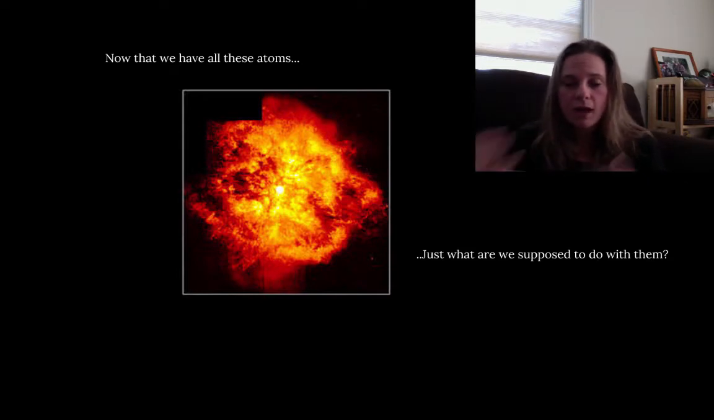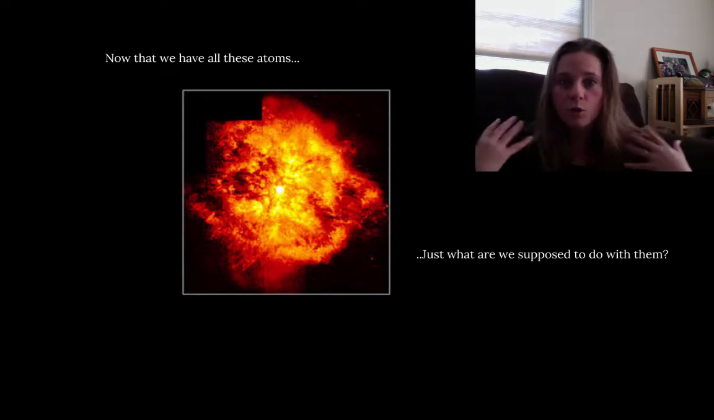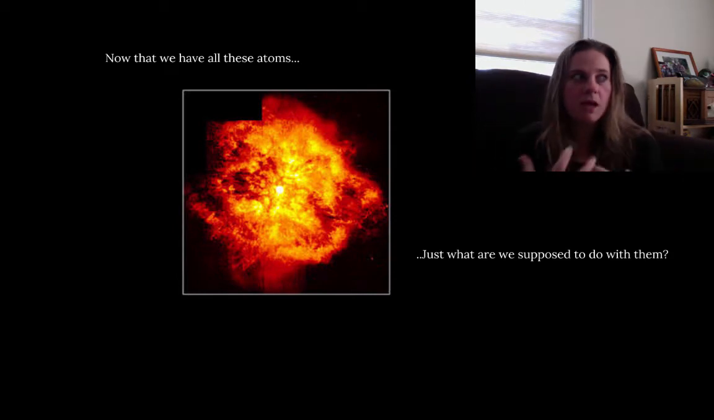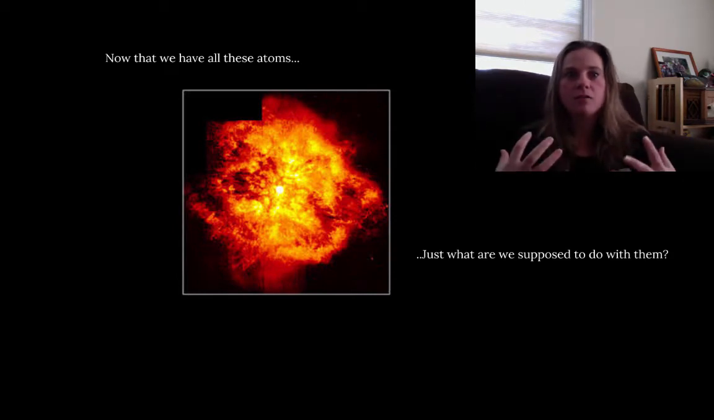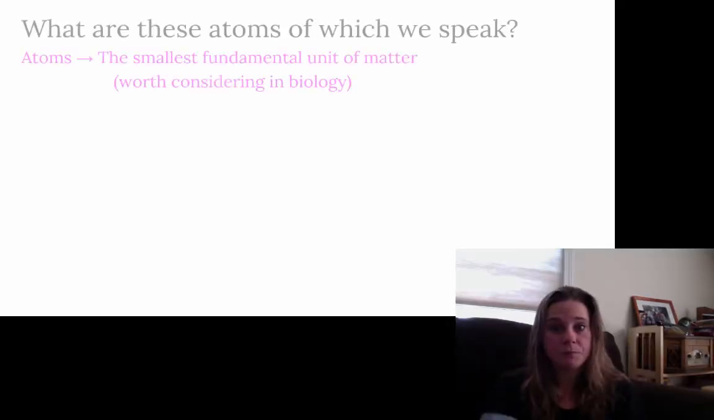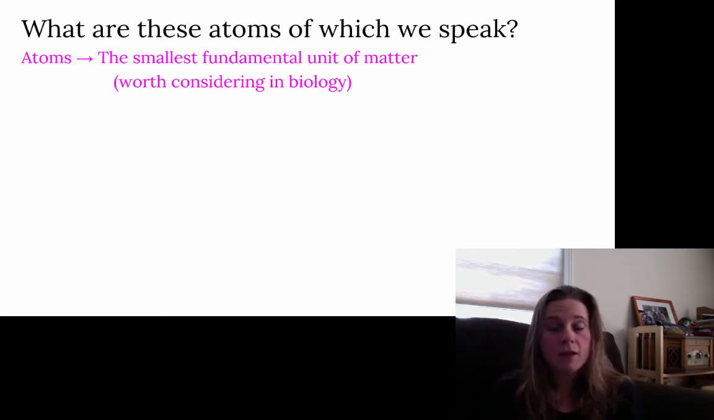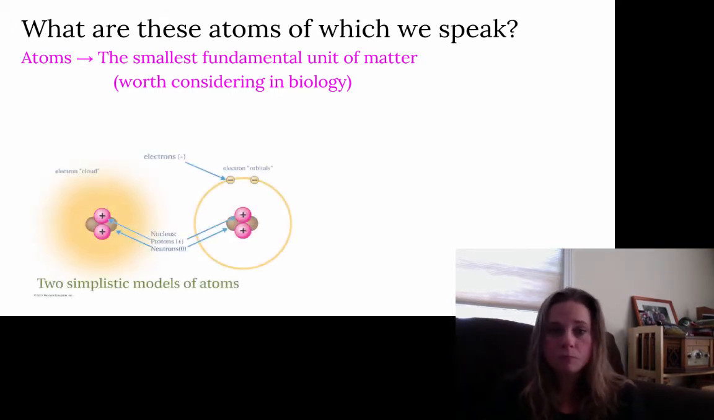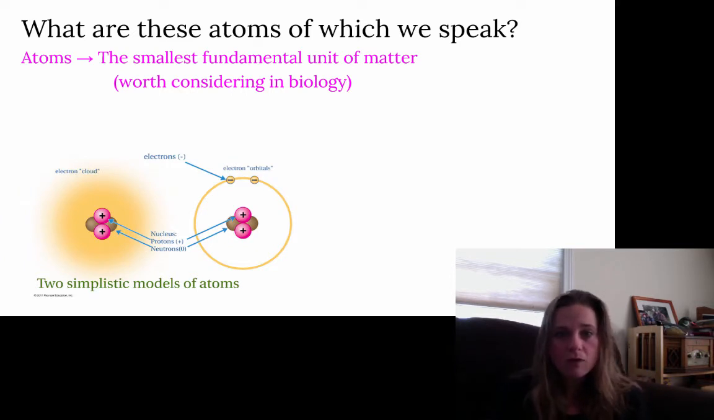So we know that atoms make us up. So once the Big Bang happens and now we have all these atoms, what the heck are we supposed to do with them? The atoms that we're talking about are the fundamental unit of matter, and obviously very worth considering in biology since there's very specific ones that make up life. And we have some simplistic models of atoms. There's a couple of ways to showcase it.